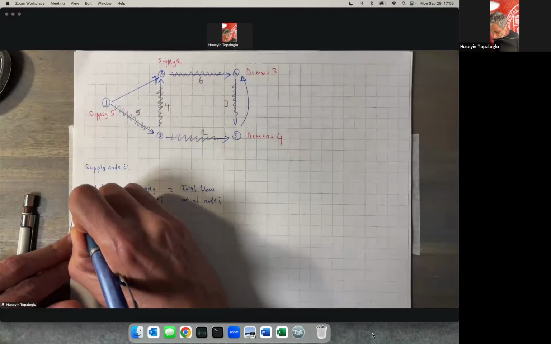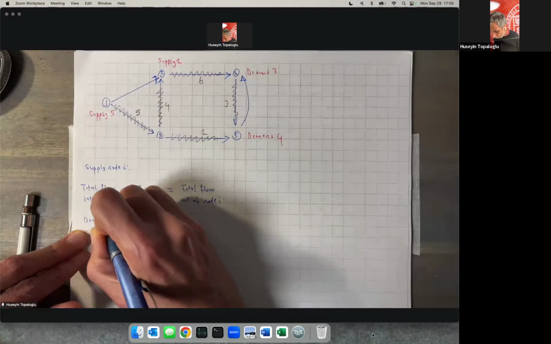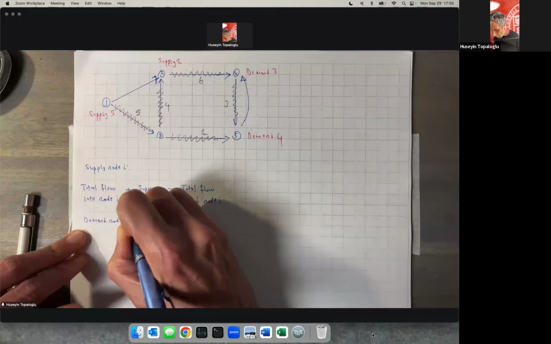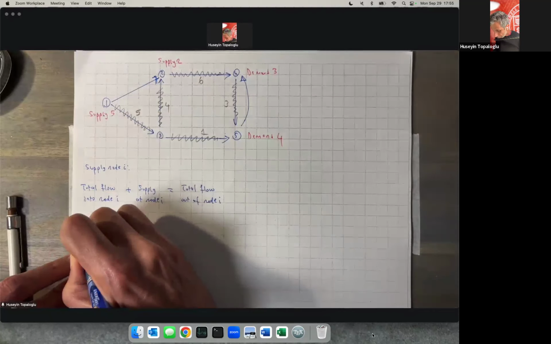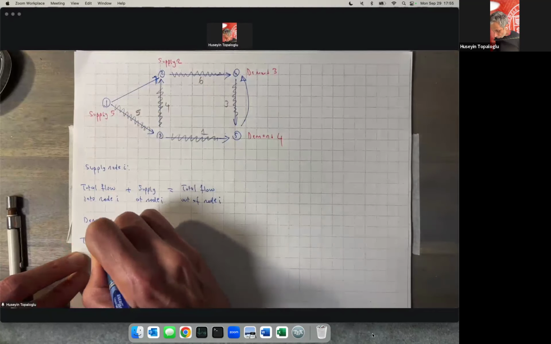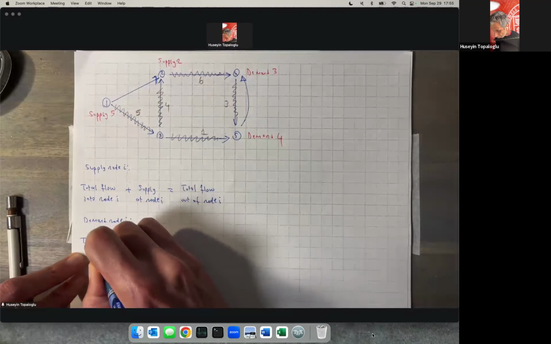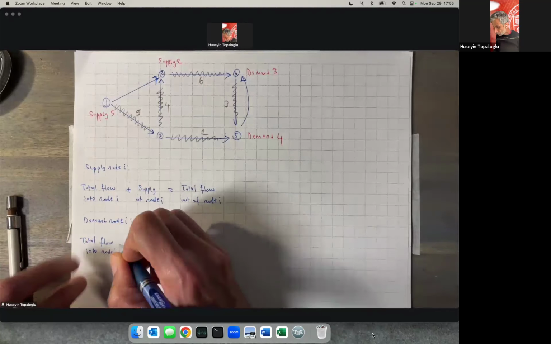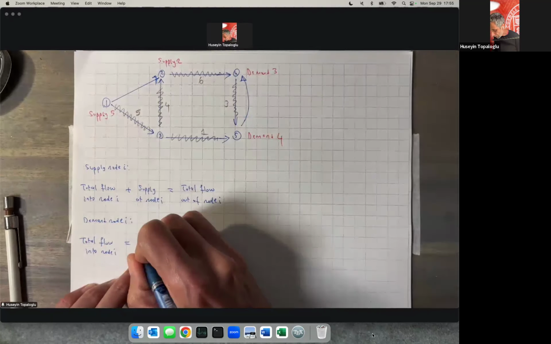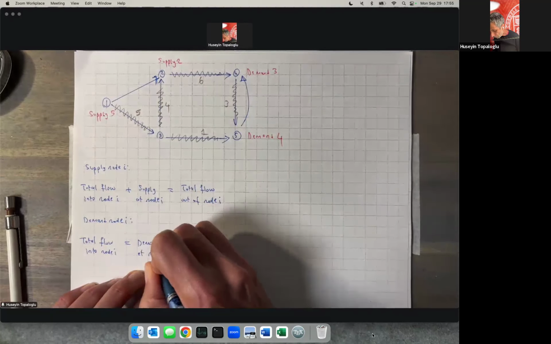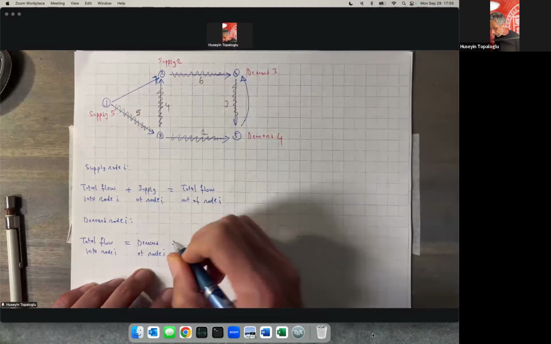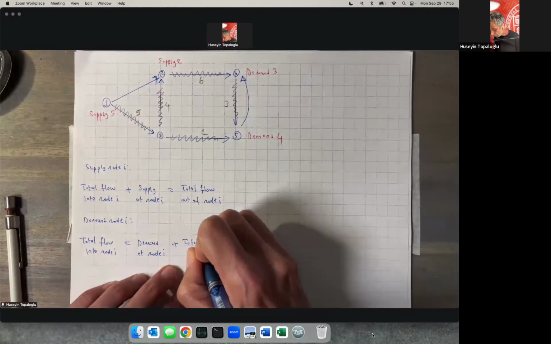So now for a demand node i, we need to write a constraint that says the following. Total flow into node i should be enough to satisfy the demand at node i, and the total flow out of node i.